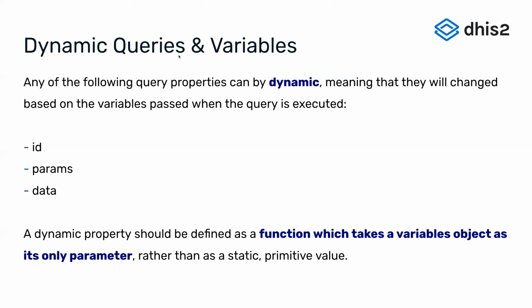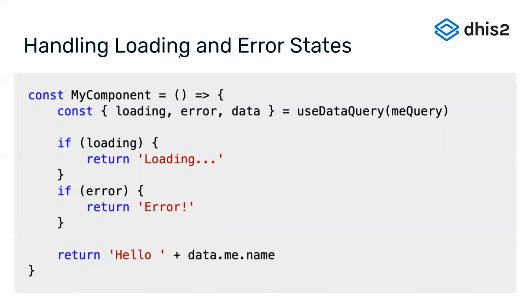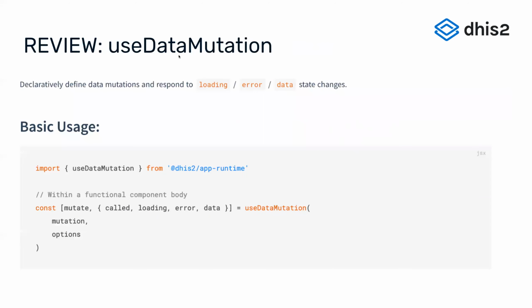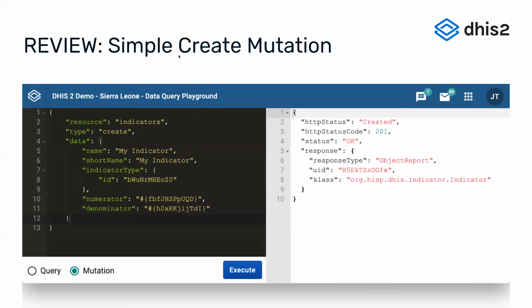But you can have a custom or a dynamic ID, which means that the ID might change after the query is actually defined. And the way you make those properties of that query dynamic is you define them as a function, which takes a variable object as its only parameter, rather than as a primitive type. So in the examples we had before, I'll go back up here. Yeah, that's a good one. No, this is better.